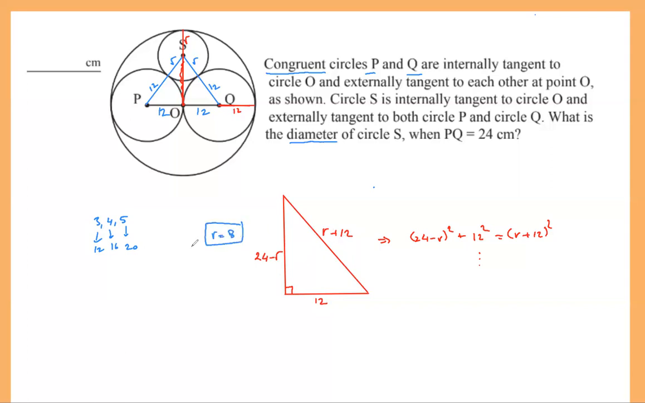Again, sometimes it's 3, 4, 5, and sometimes other triples might be useful. In this case, it was 3, 4, 5, just a scaled version, four times. Without really solving the equation, we got R. But the question asked for the diameter, which is twice as much, and that is 16. So I hope that makes sense. This was a number 10, so I guess it is not too challenging. I'll see you in the next video.